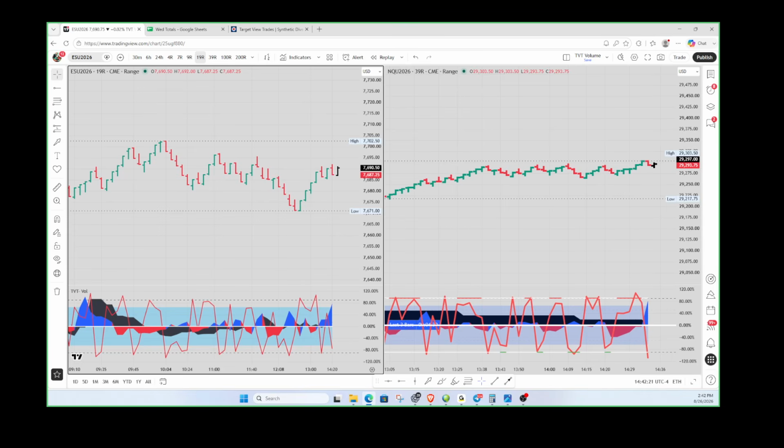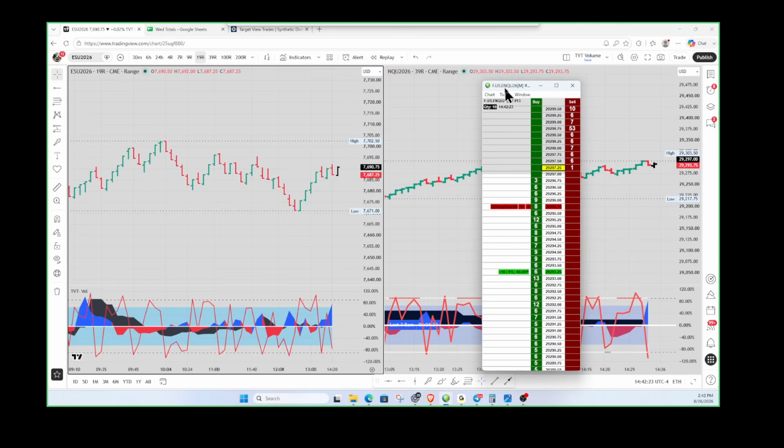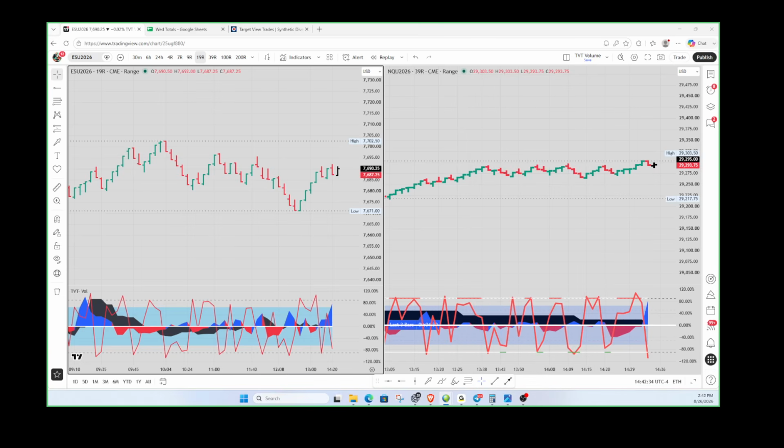Okay, there is a trade here on the NQ I'm in right now. Sorry, here it is. That right there, the open of this bar was the trade on the NQ. Okay, that's 12 ticks locked in on that. And we're out with 12 on that.